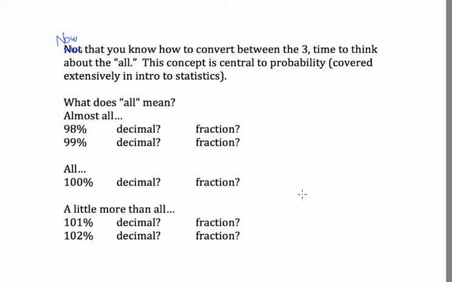Now that you know how to convert between percents, decimals, and fractions, I want to think about the concept of all. This is talked about a lot in probability, which is covered in Intro to Statistics, a class that a lot of our students end up taking. So when we do probability, we don't often use percentages. We'll use the decimal and the fraction instead. So let's think about, what is 98% as a decimal?